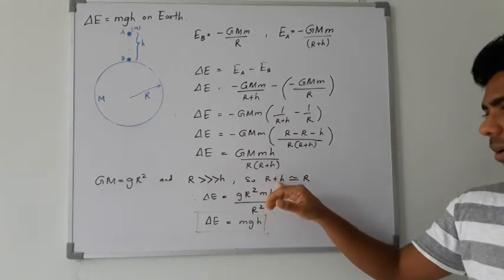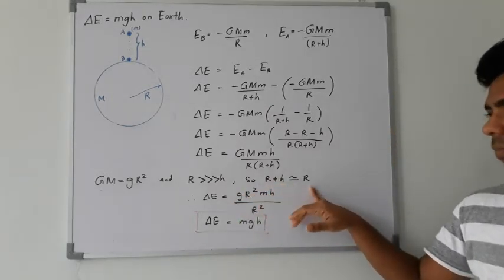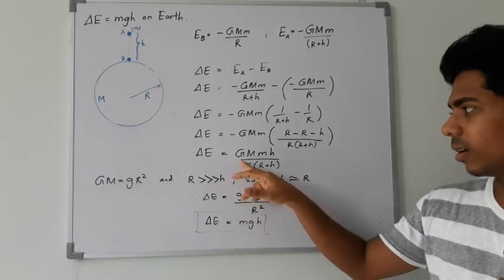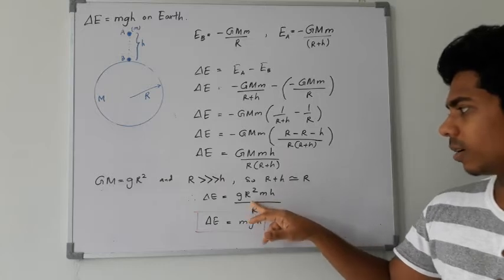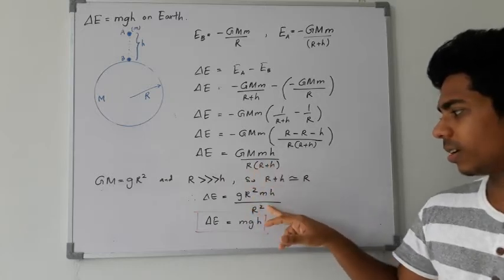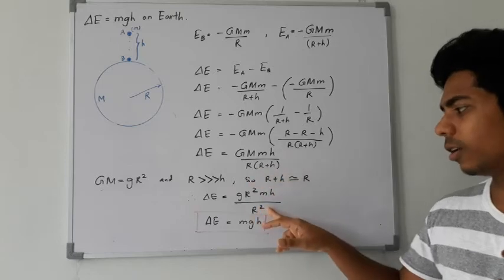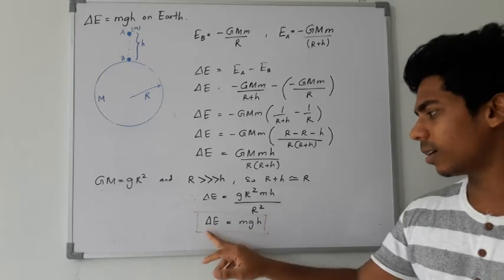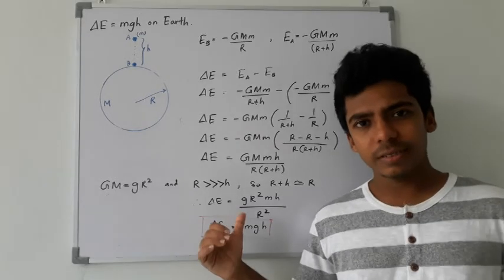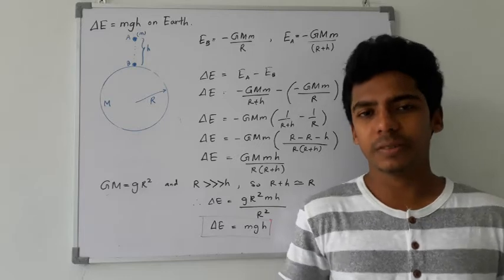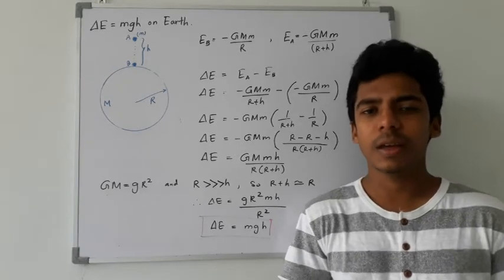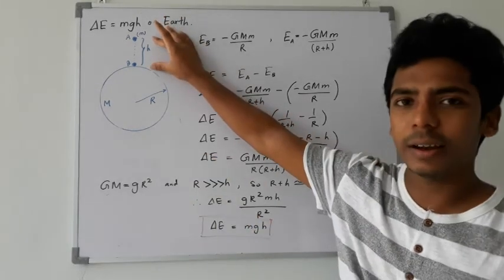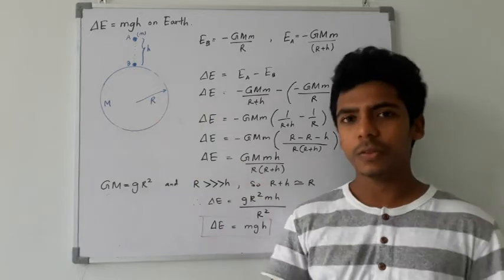So I can write R plus h is approximately equal to R. So using these two relationships, I can reduce this equation to gR squared mh over R times R. Instead of R plus h, I used R, so we get R squared in the denominator. So here R squared cancels off, so I will get delta E is equal to mgh. So this is the equation that we use in mechanics to represent the change in gravitational potential energy. And the most important thing is we can use this relationship only if the height is negligibly small compared to the radius of the Earth.